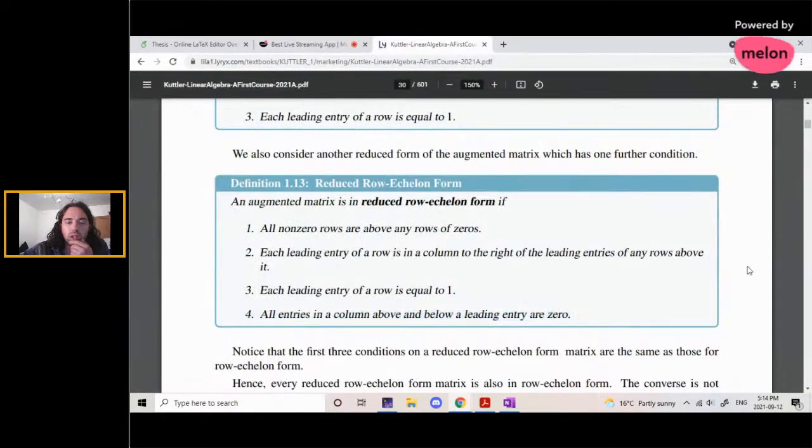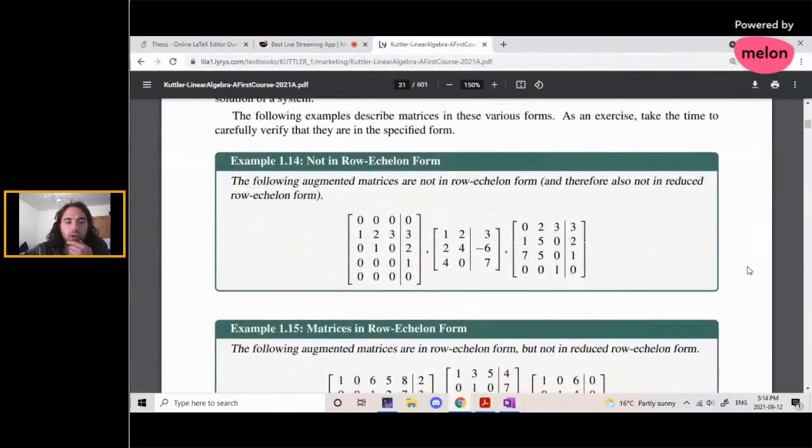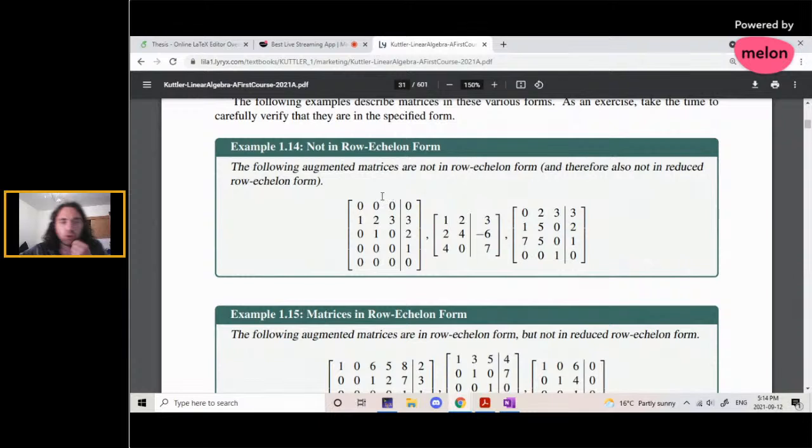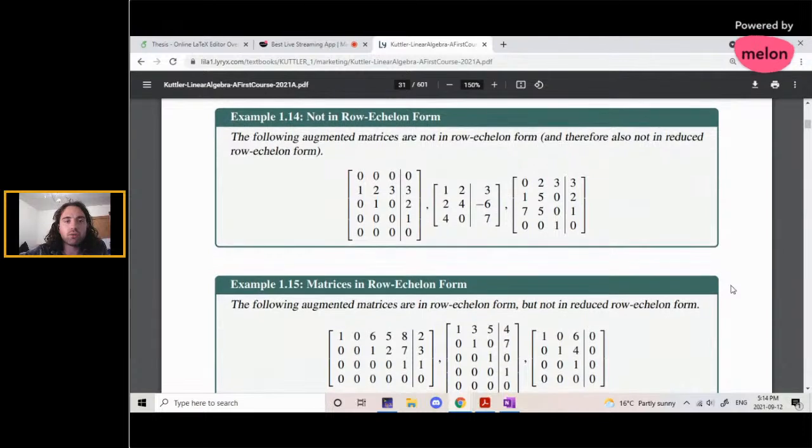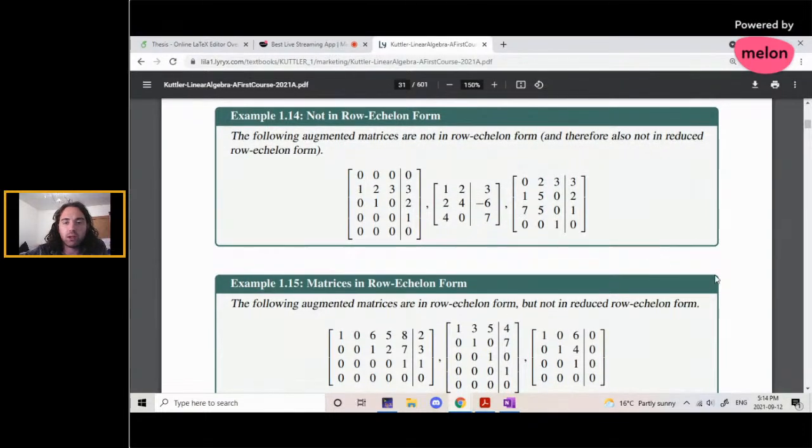Let's talk about some things here. So let's look at these examples from the textbook. These are matrices that are not in row echelon form. I guess I'll just go over the details of these, and then maybe we'll call it a day for the stream, even if it's not an hour. I know I promised an hour, but no one's here right now. So the following augmented matrices are not in row echelon form.